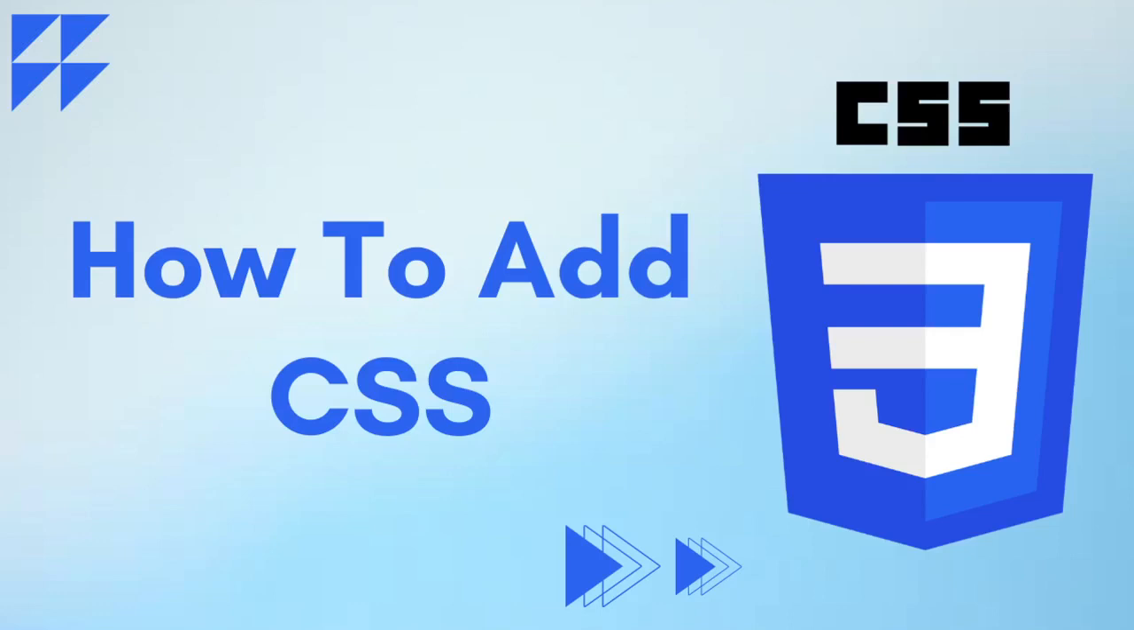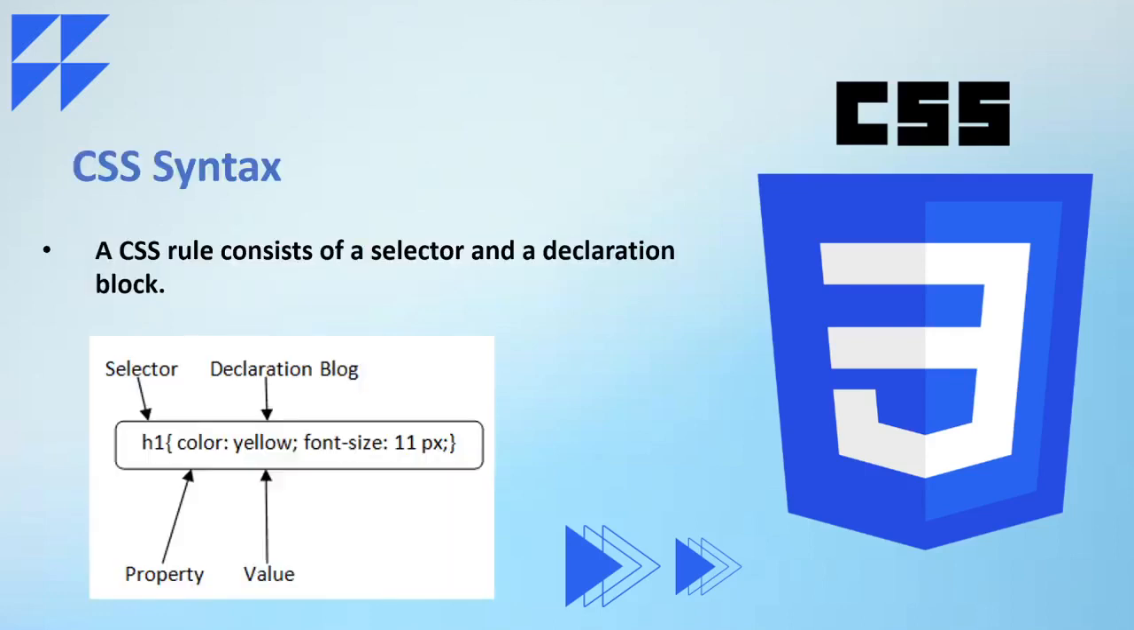Hello everyone, let's now see how to add CSS in our HTML code. So basically there are different ways for doing this. So let's see the different ways of adding CSS into our HTML code. But before looking at that, let's understand the syntax of CSS.